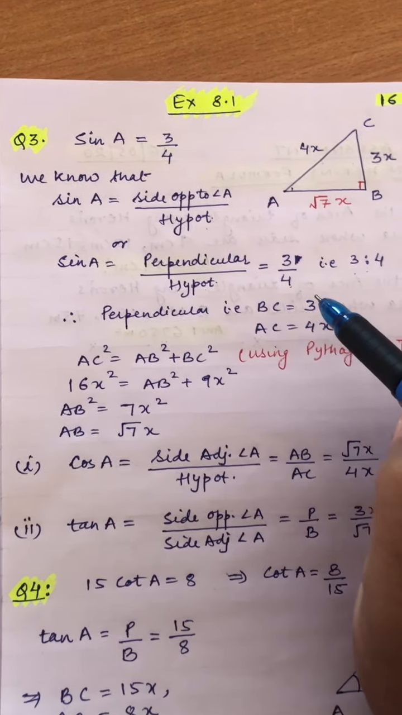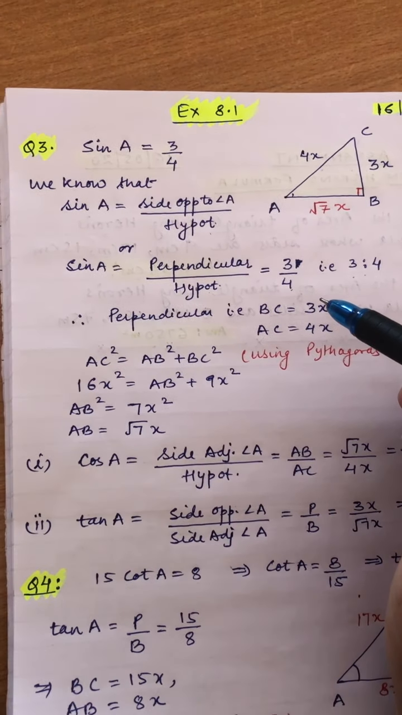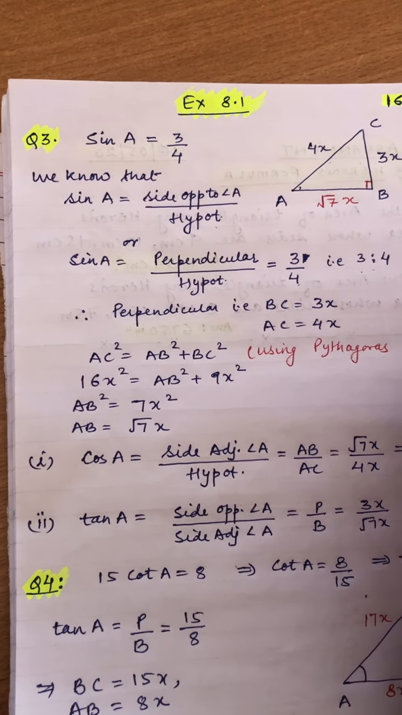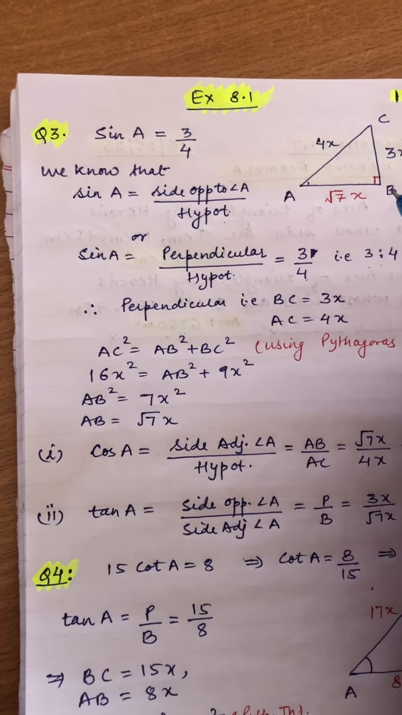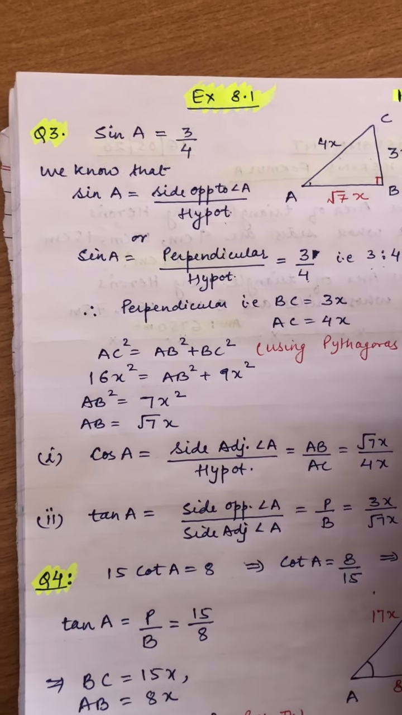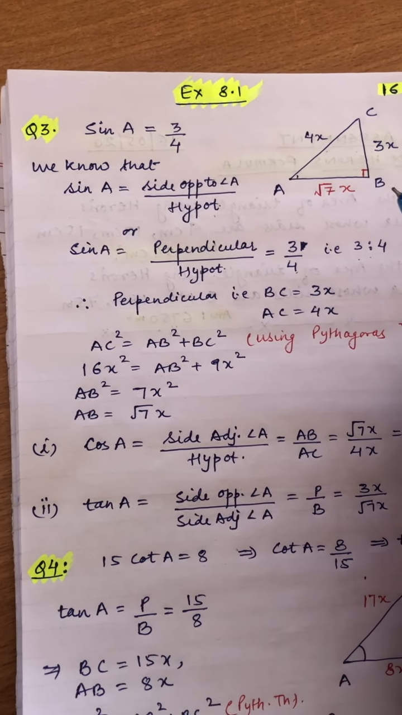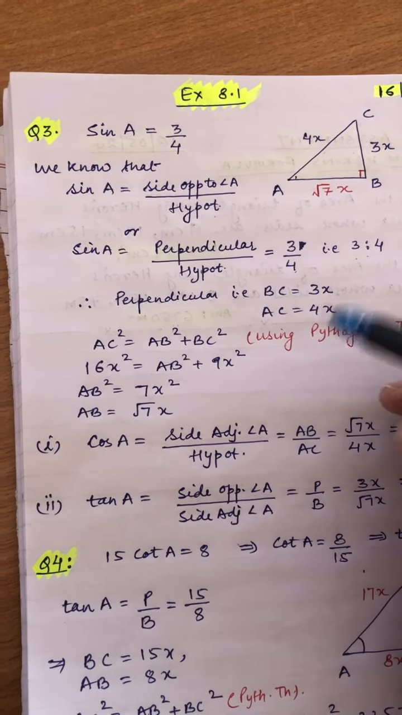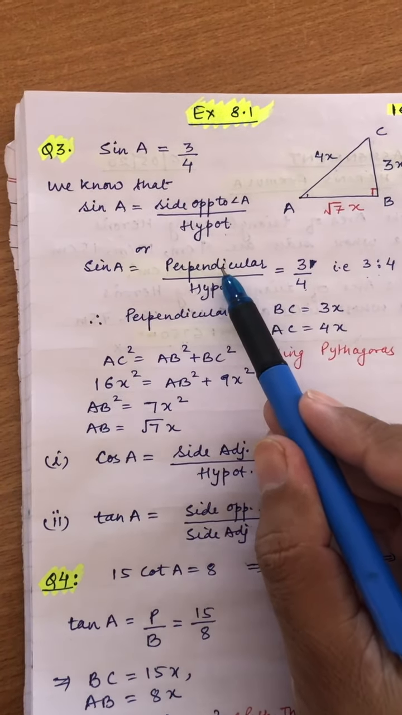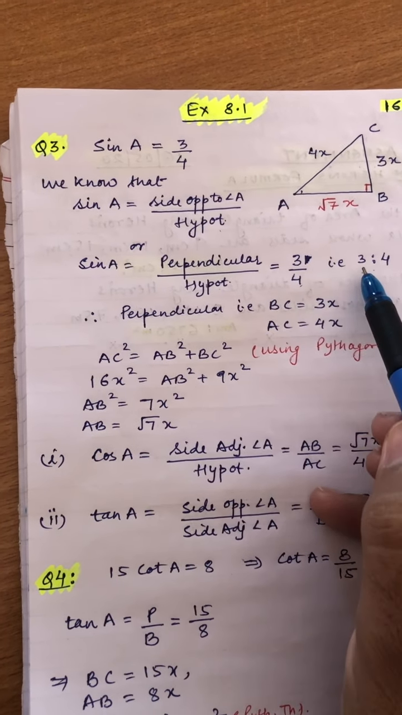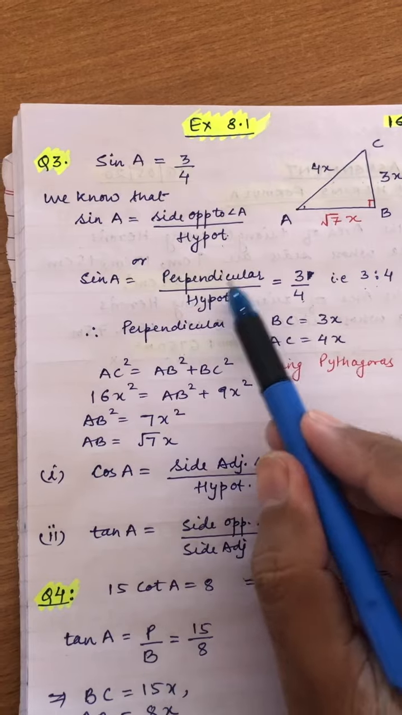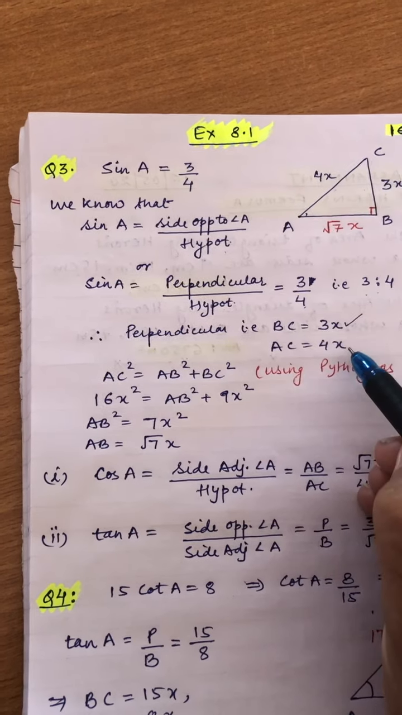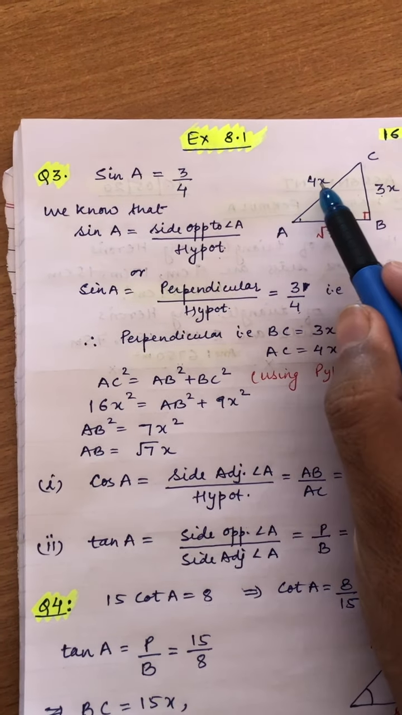Now you know that whenever a ratio is given, when we say the ratio of ages of two students is 7:8, suppose, then we assume the ages as 7x and 8x. If the ratio of two angles of a triangle is given as 2:3, we assume the angles as 2x and 3x. Similarly, here the ratio of perpendicular and hypotenuse is 3:4. Therefore, perpendicular, that is BC, I have taken as 3x, and the hypotenuse AC I have taken as 4x. So I know the perpendicular, I know the hypotenuse.